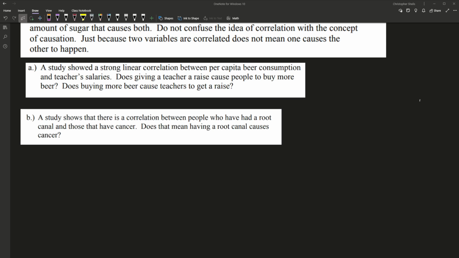There are lots of relationships that you can find between two variables, but that doesn't mean that one causes the other. Maybe there's something that makes you both predisposed to have dental issues and have cancer, right? So just remember that correlation only means that a pattern exists. It does not mean that one variable causes the other variable to change.